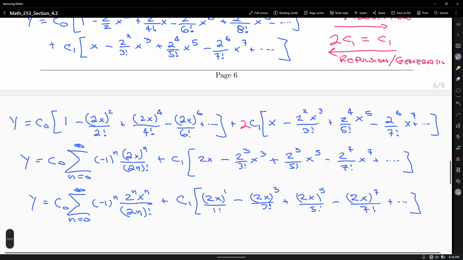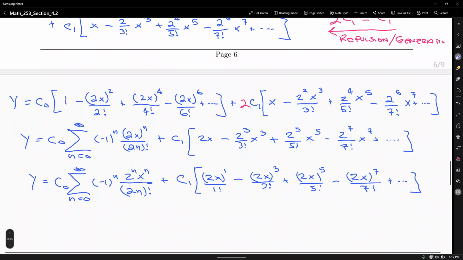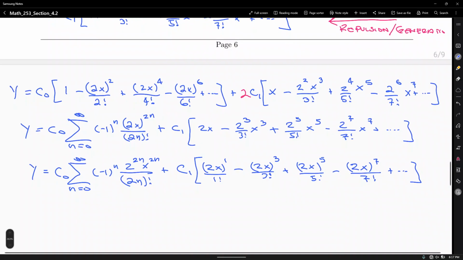Can we write this now like a series? But this time we no longer have even exponents. We have odd powers. Hold on. This was supposed to be a 2n right here, and this is 2 to the 2n, x to the 2n. That's the first series. My bad.